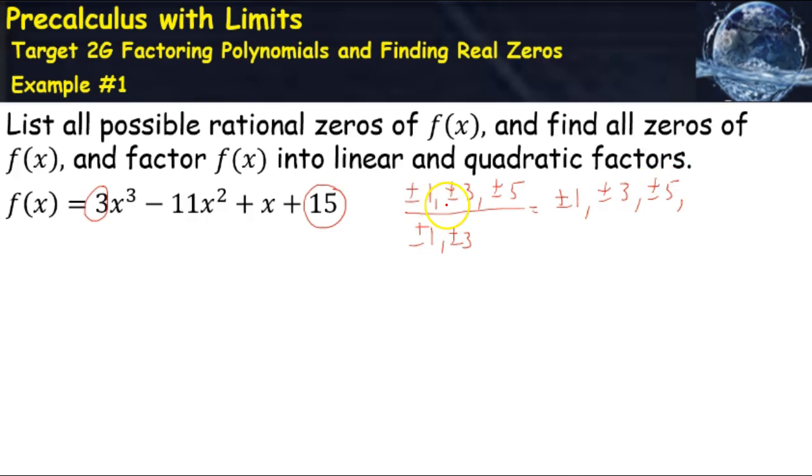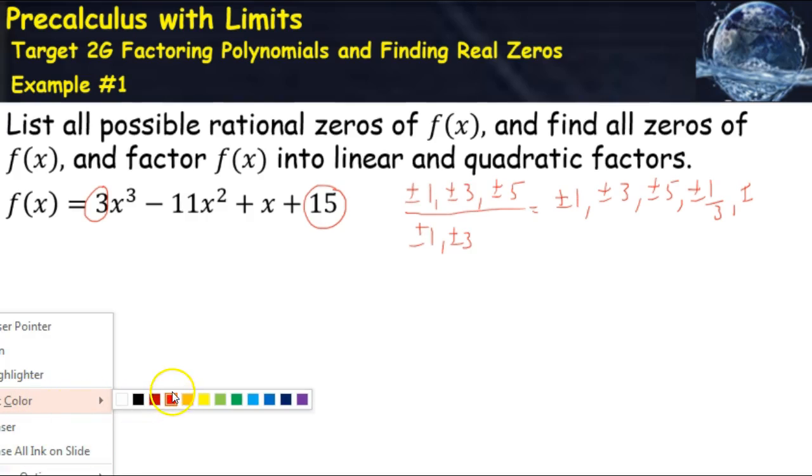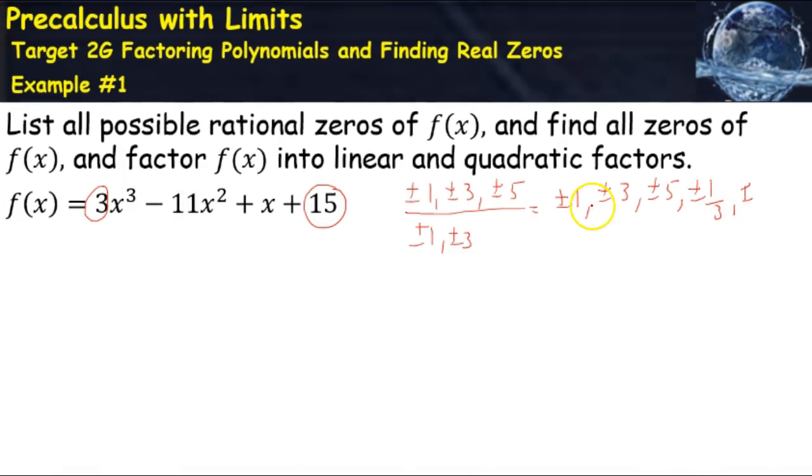Now I also have to check plus or minus 1 over 3, plus or minus 3 over 3, but 3 over 3 is just 1, which we already have written down, and then finally plus or minus 5 over 3. So these are the possible zeros.